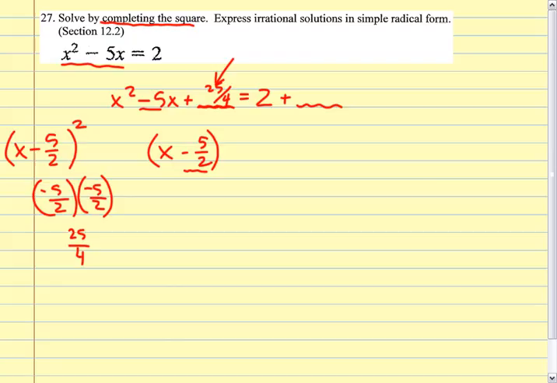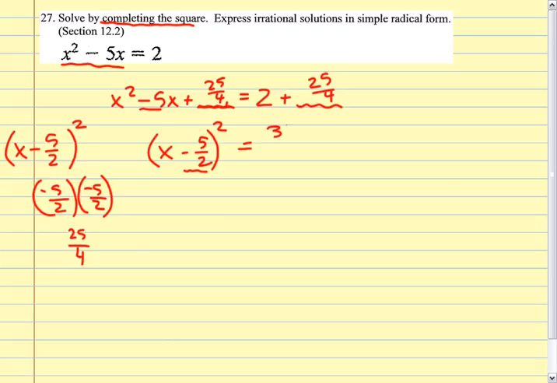Let me write that a little bit better. 25 over 4. But look, if I add it to this side, I've got to add it over here as well. All right? So now, I've got x minus 5 halves squared on the left side. On the right side, 2 is equal to 8/4. So that's 8/4 plus 25/4. All right, so that gives me 33/4.